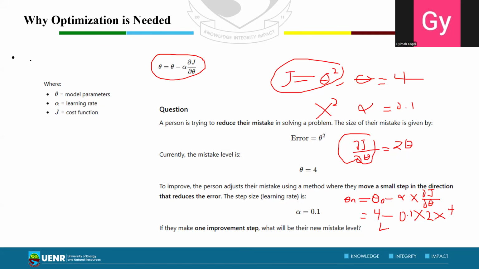So at the end of the day, we have 4 minus 0.1 multiplied by 8. So what is 0.1 multiplied by 8? That will be 0.8. So when we subtract it, I think it should be 3.2. So the answer will give us 3.2. It's very simple, please. 3.2, simple.